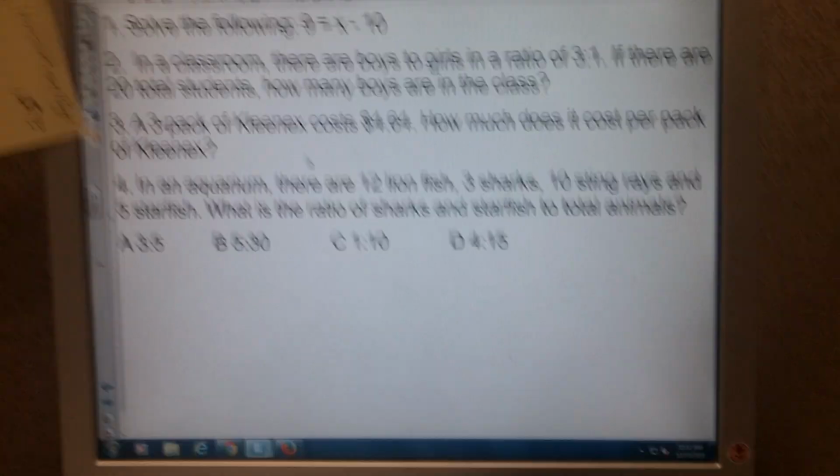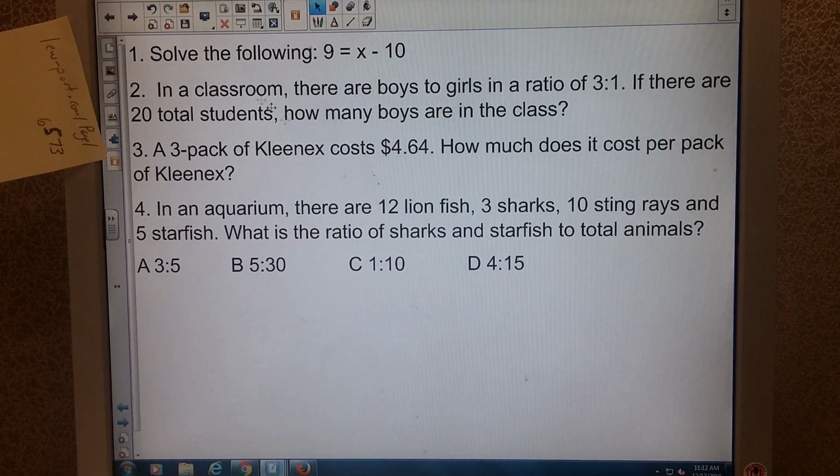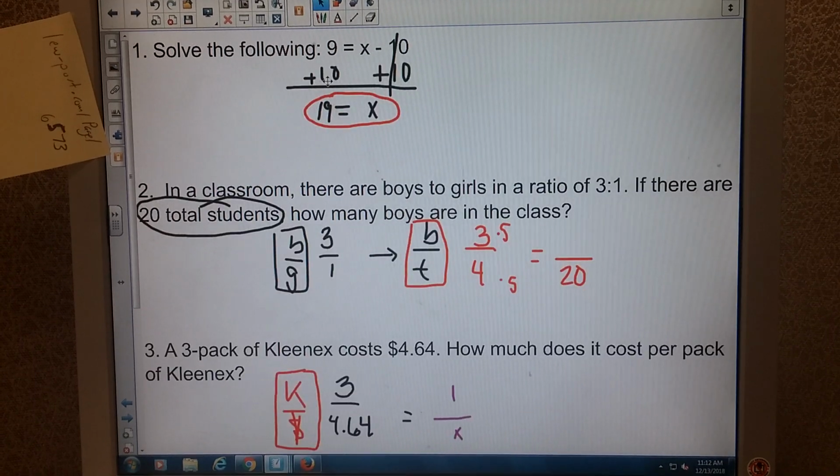At this point, if you're not done with your warm-up, pause it until you're complete, and then we'll go over it. Number 1, solve the following.